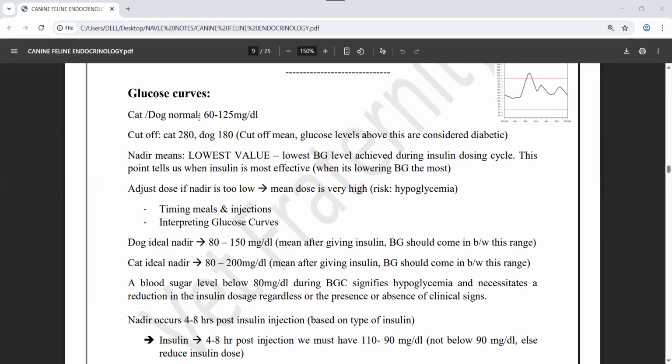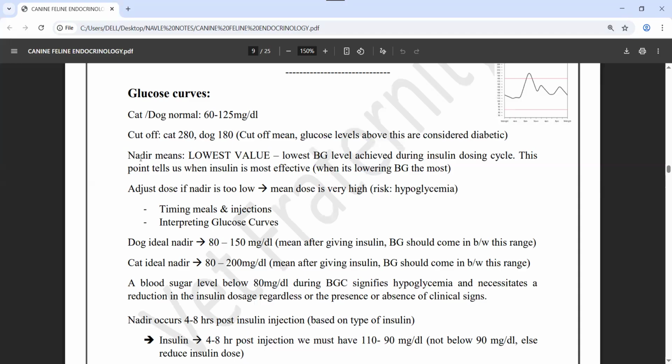For cats and dogs, normal glucose level is 60 to 125 mg per deciliter. The cutoff for cat is 280 and the cutoff for dog is 180. Cutoff means that above this level, cats and dogs are considered diabetic.